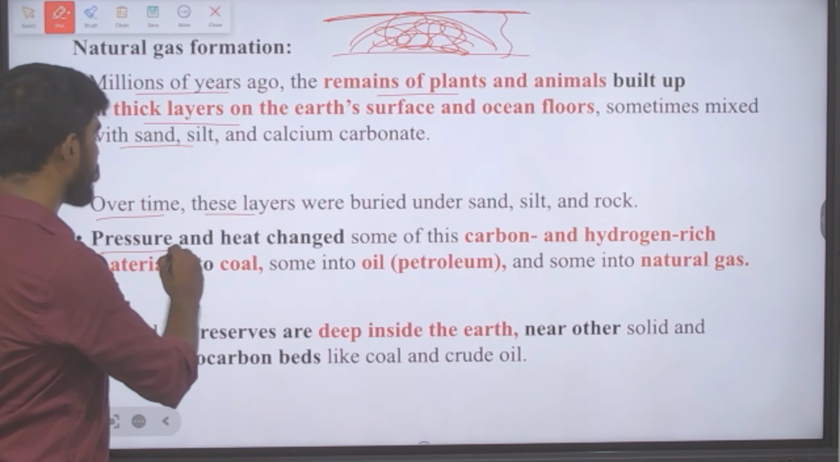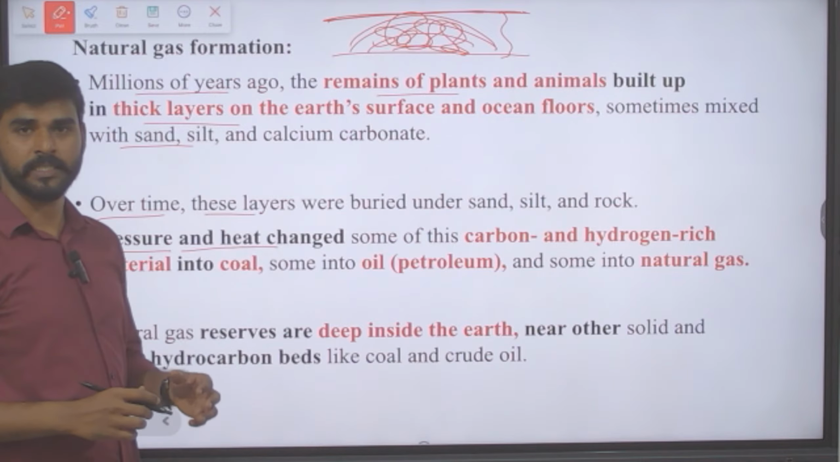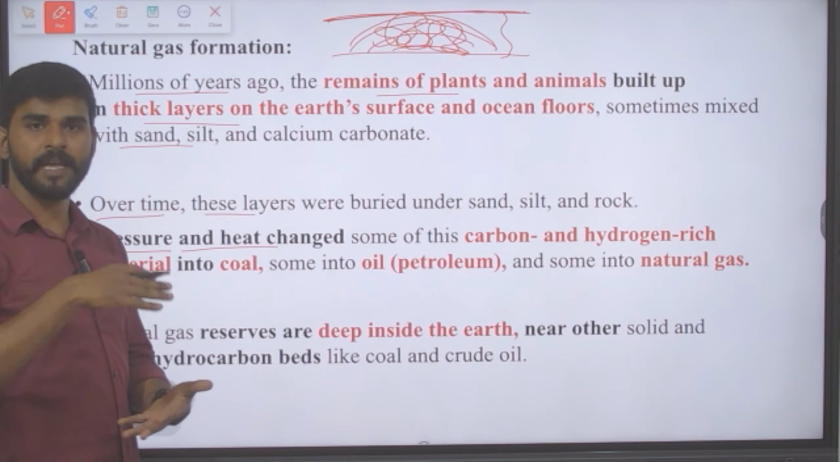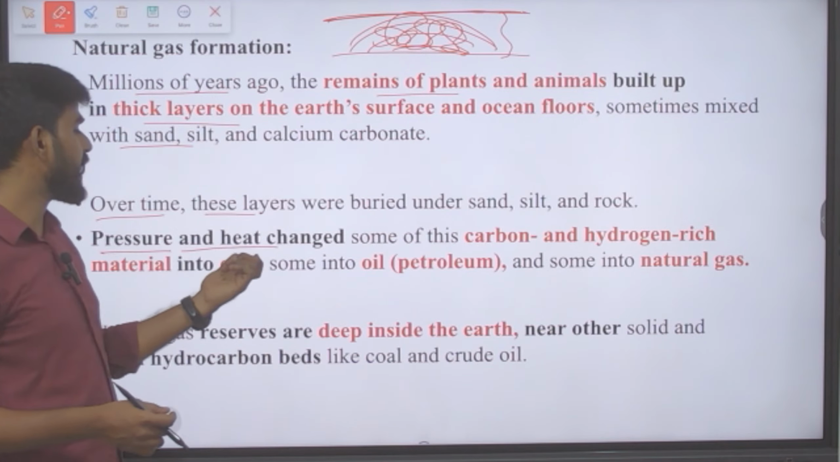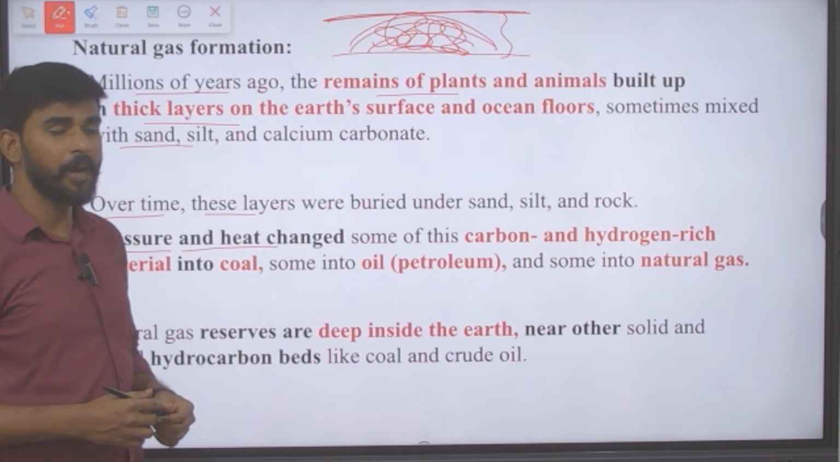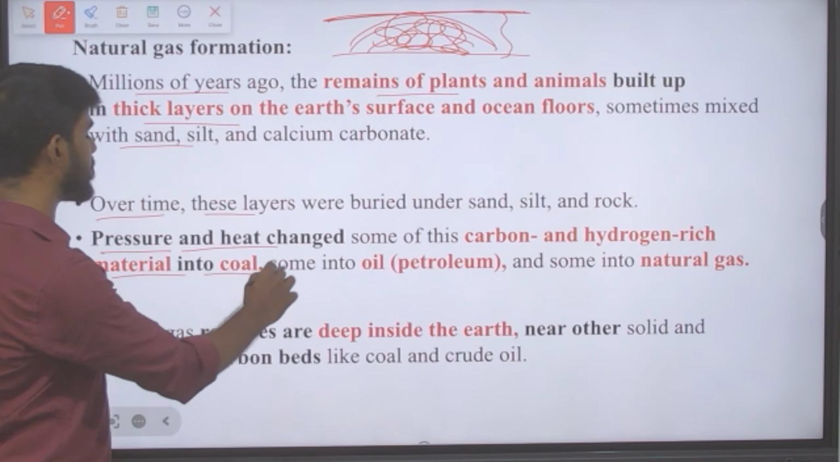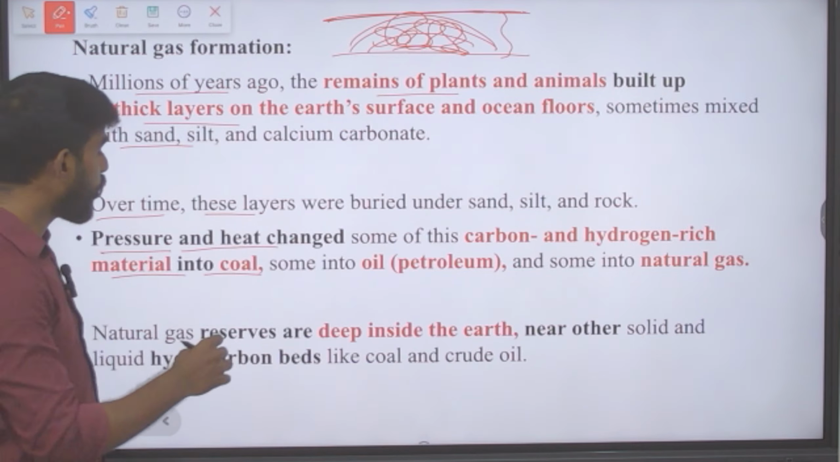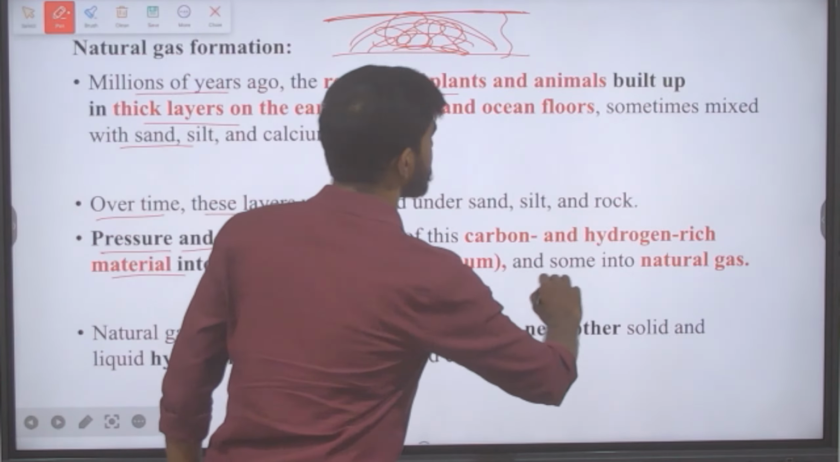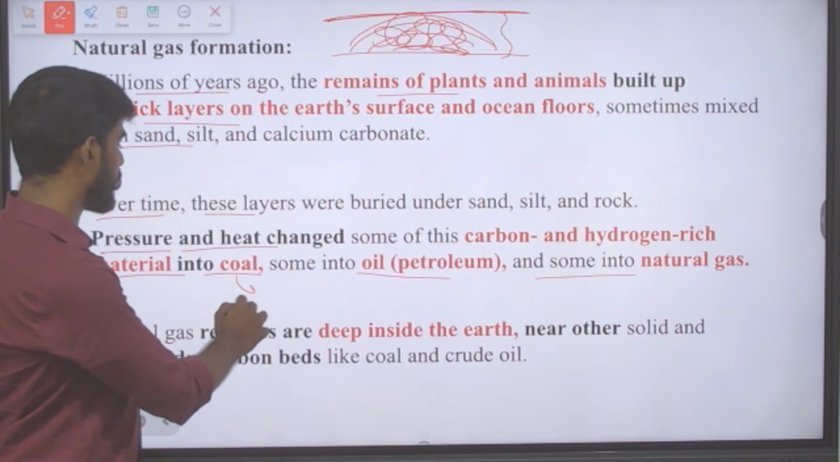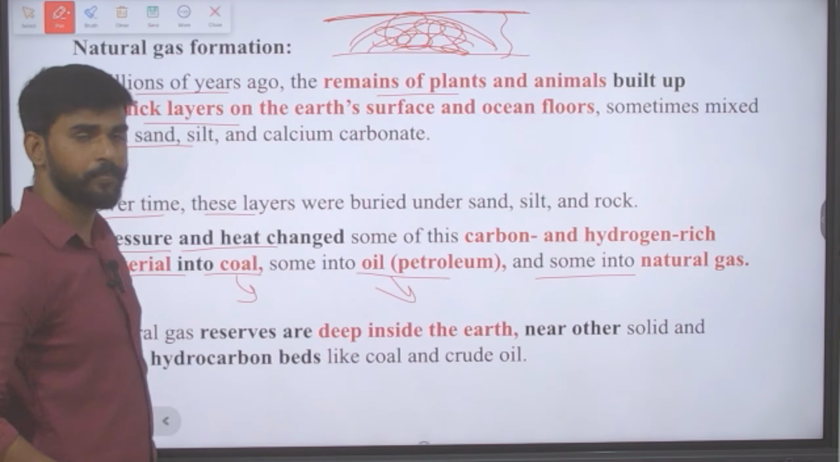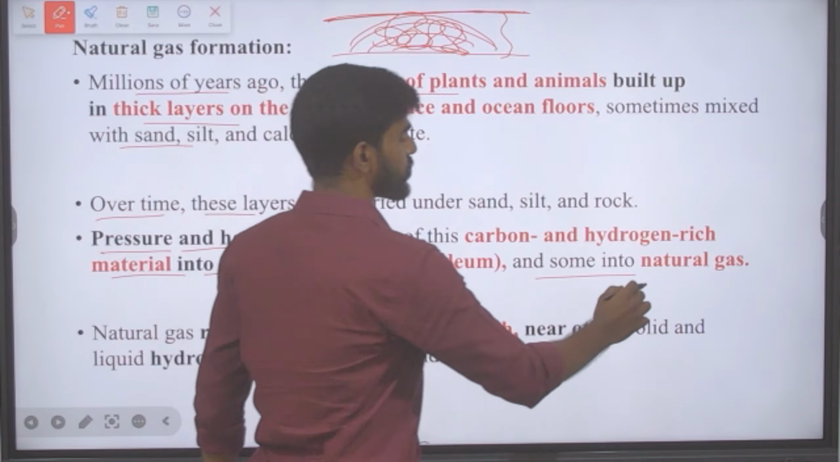Okay, and because of pressure and heat, pressure is applied and heat is also applied here. Okay, so because of high pressure and heat, some of the carbon and hydrogen rich material is converted into coal and sometimes into petroleum and sometimes into gas. So solid coal, liquid oil, petroleum, and then the gas, natural gas.